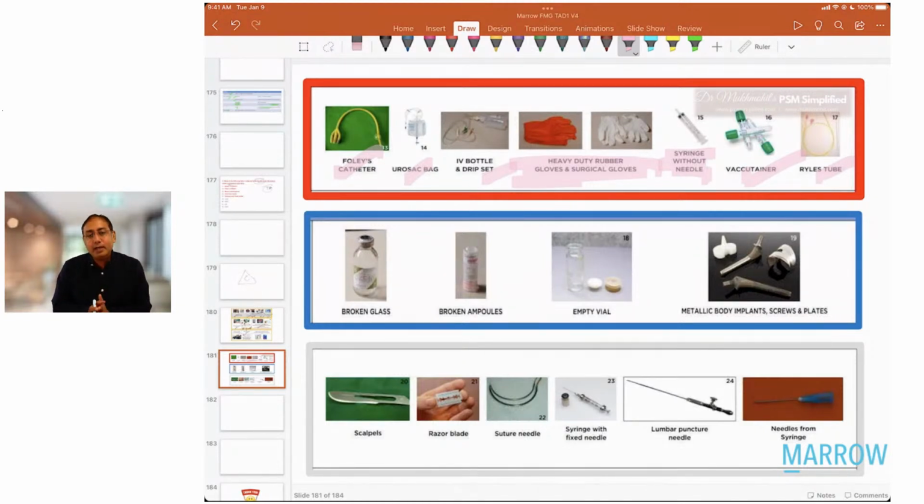ब्लू में क्या जाएगा? ब्लू में रिमेंबर, ब्लू में जाएगा ग्लास एंड बॉडी इम्प्लांट्स विच आर ऑर्थोपेडिक मेटालिक बॉडी इम्प्लांट्स. Orthopedic metallic body implants like screws and plates which contain titanium, they go into the blue category. Broken glass, broken ampules and empty vials, they all go into the blue category. What goes into the white category? White category is all sharps and blades, syringes with fixed needle, they go to the white category.